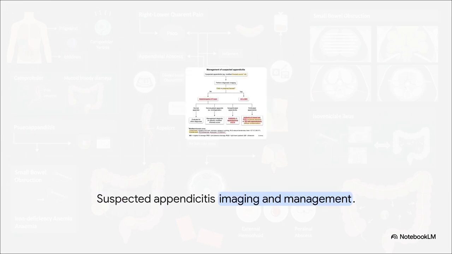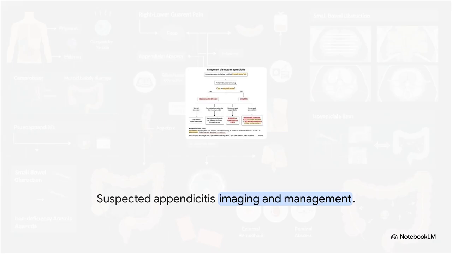Once you suspect appendicitis, you've got to choose the right diagnostic imaging, and that choice is driven entirely by who your patient is. For non-pregnant adults, you go straight to an abdominal pelvic CT scan. It's going to give you the absolute highest sensitivity and specificity. But children and pregnant patients are a different story. They must start with a graded compression ultrasound so we can avoid unnecessary radiation exposure. If that ultrasound is non-diagnostic, then you move to an MRI.